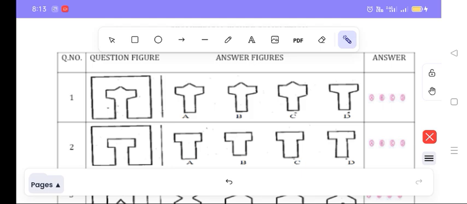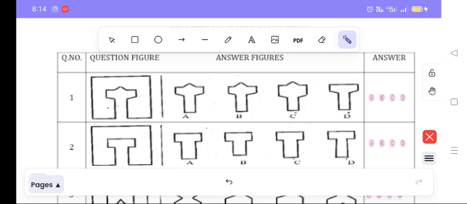Today we are going to start a small exercise on geometrical figure completion. In geometrical figure completion, a geometrical shape, most probably a square, will be taken and cut into two parts. One part will be kept as the question figure, and another part will be among the answer figures. You should identify which is the correct part, and when you join those two parts, that geometrical shape should be completed. Those are the instructions for you.